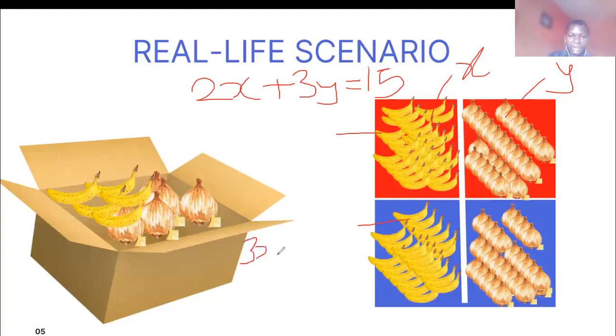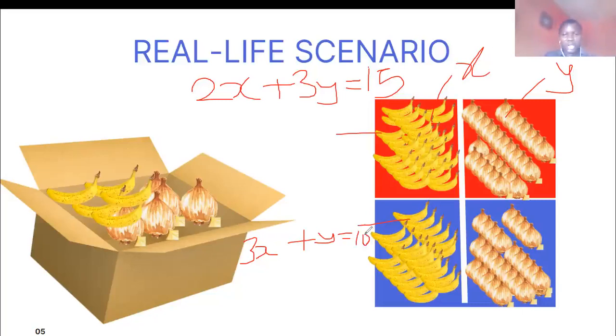For the second cabinet, which is below the first one, we have 3x, 3 plantains, and 1 onion. At the end of the day, the total number of both bananas and plantains stored in this second cabinet is 10.